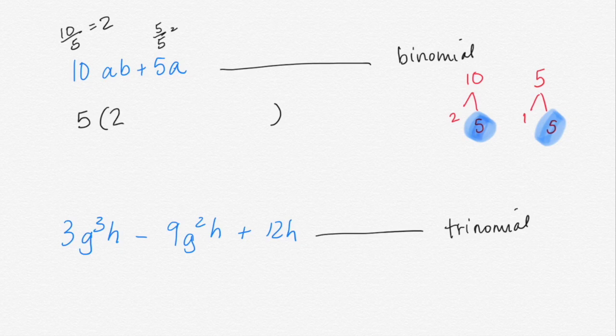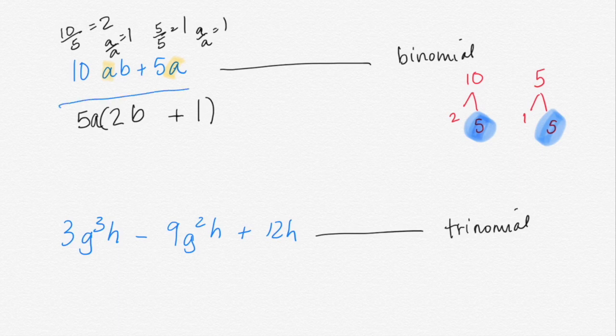I pulled out that 5, and when you pull out a 5, you have to divide each term by 5. So in this case, 10 divided by 5 is 2, 5 divided by 5 is 1, and that's how we're left with the 2 and a 1 now. And when I pull out the A's, I have to do the same thing. I have to divide each term by an A. So A divided by A is just a 1, and so all I have left on my first term is a B, and I'm going to have no A's left on my second term. So a factored expression here would be 5A times, in parentheses, 2B plus 1.